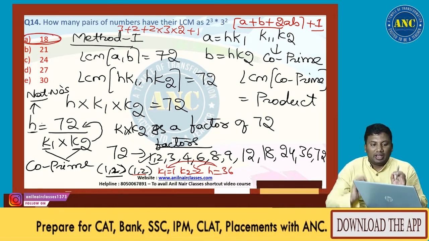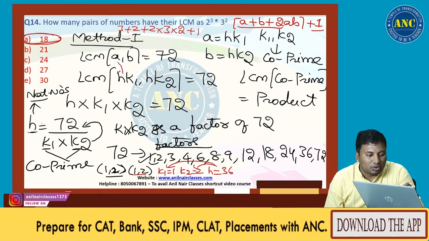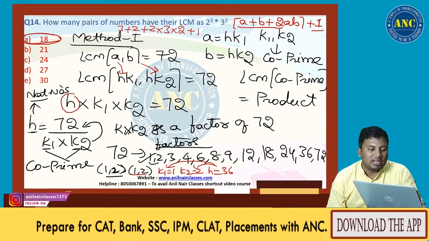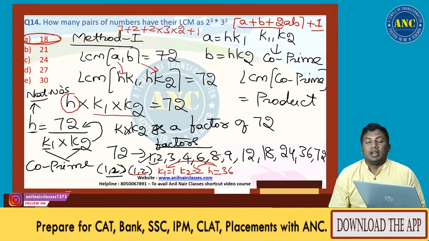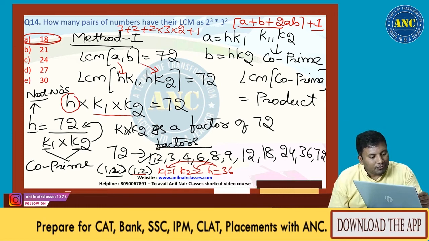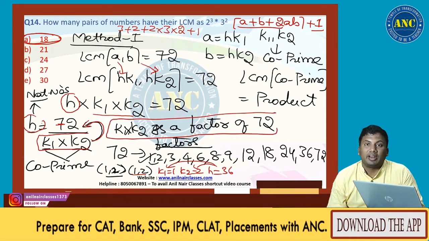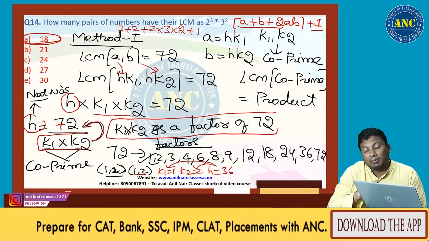Please listen carefully. A number is written as H into K1. Another number is written as H into K2. In LCM, if a factor is common, I will take it out. LCM of co-prime numbers is their product. So H into K1 into K2 is 72. H is 72 by K1 into K2, it is in the denominator. HCF is a natural number. That means K1 into K2 should be a factor of 72, whatever I multiply.